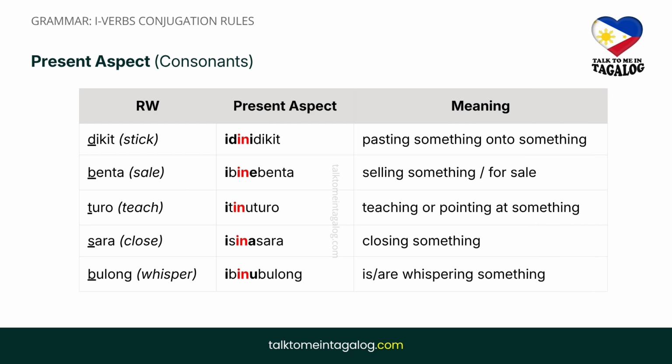Let's study some examples. Root word dikit becomes idinidikit. Idinidikit, meaning pasting something onto something. Benta. Ibinibenta. Ibinibenta, selling something or something that is for sale. Turo. Itinuturo. Itinuturo, teaching or pointing at something. Sara. Isinasara. Isinasara, closing something. Bulong. Ibinubulong. Ibinubulong, is or are whispering something.